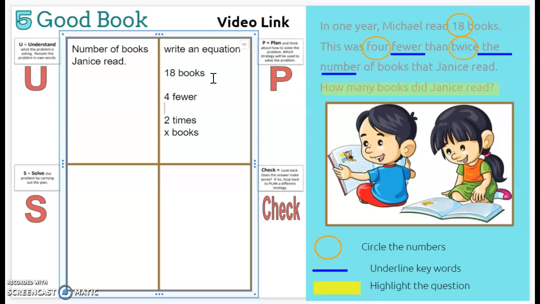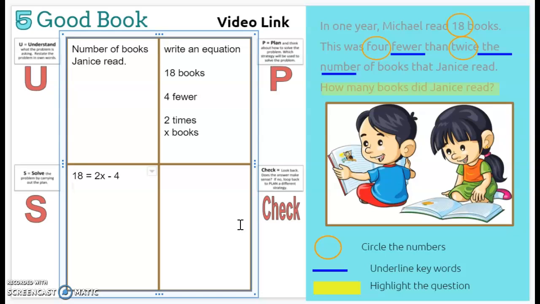Okay, so this is what we have right here. We have 18 books. In 1 year, Michael read 18 books. That's going to be our total because this is 4 fewer than twice, or 2 times, some number of books that Janice read. So that's what we're looking at right there. All right, so now we need to actually write the equation. We have 18 equals 2 times x minus 4. So this is how we're going to look at this.